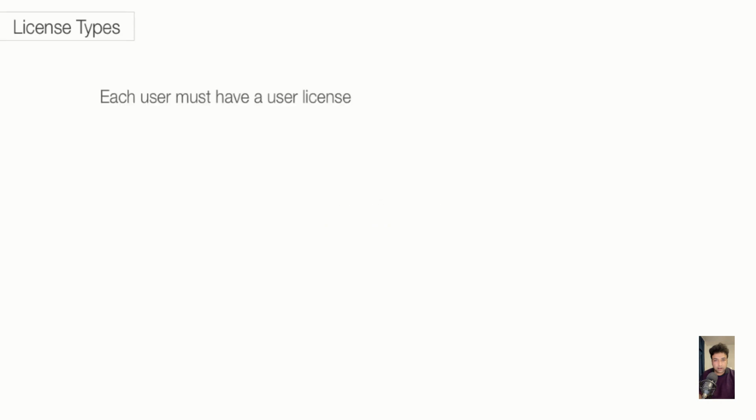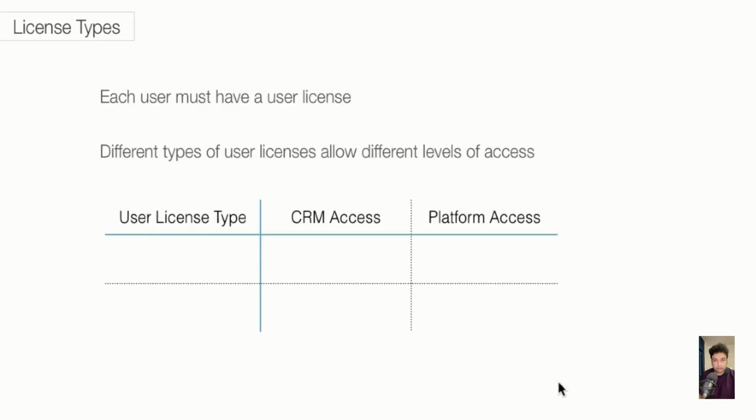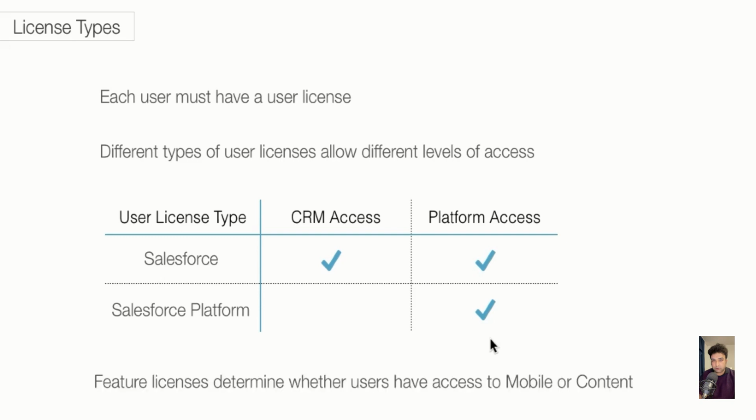Every user needs a license. A Salesforce license gives access to standard applications and the platform. A Salesforce platform license gives access only to the platform and any custom functionality that is built on the platform. Feature licenses determine whether users have access to additional features like mobile or content. You can purchase as many licenses as required by your org.